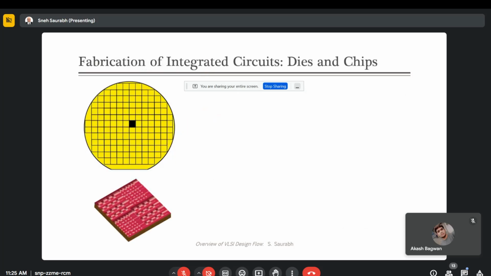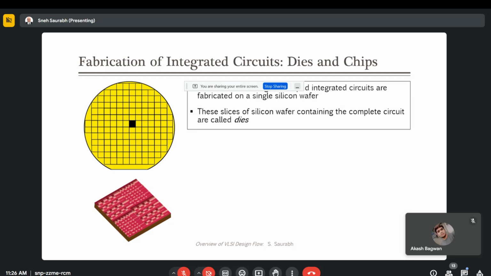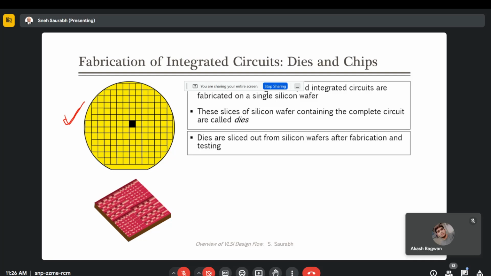So now, when we fabricate our integrated circuit, we fabricate it on what are known as silicon wafers. This is a figure of silicon wafers, right? These silicon wafers are typically of the size of say 300 millimeter diameter. So this silicon wafer is the size of a plate or thali that we use, right? That is what the size of these wafers is, right?